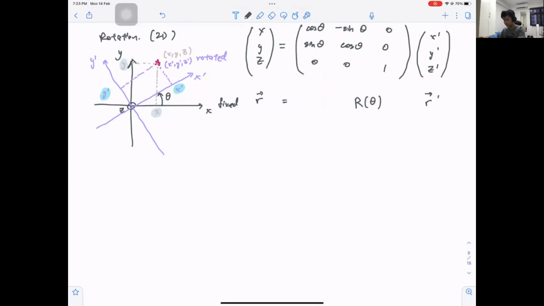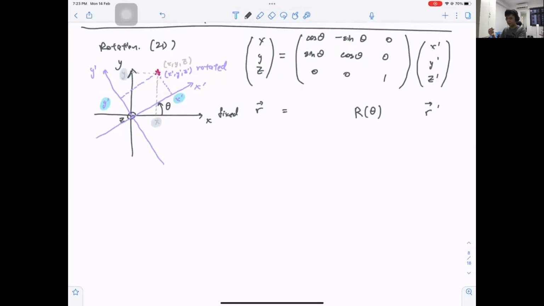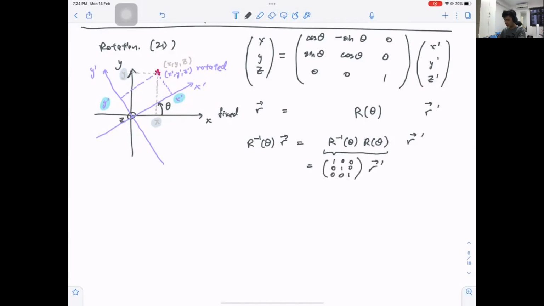Now the question is, can we go the other way? And the answer is yes. If you're familiar with matrix linear algebra, you know that a matrix can have an inverse if the determinant is non-zero. So we apply R inverse on both sides, and that will give us the identity matrix. If you do a transformation and you undo it, there will just be the identity. So it'll be 1, 1, 1 across the diagonal and 0 everywhere else. And that will give you your R prime.